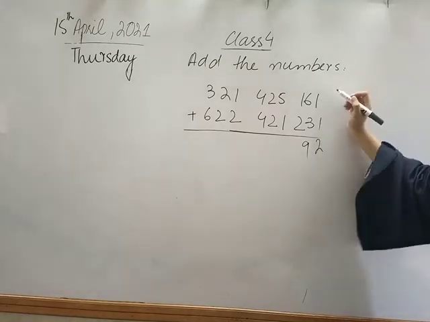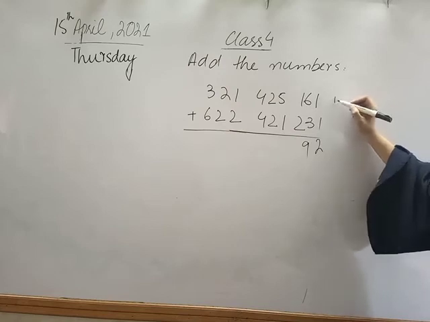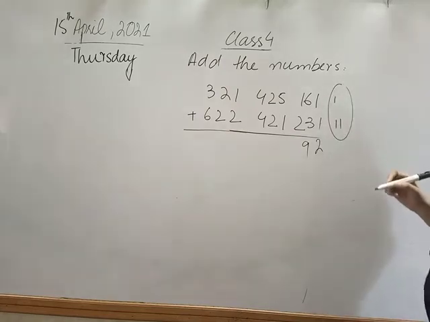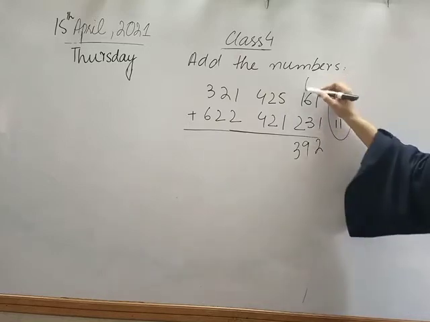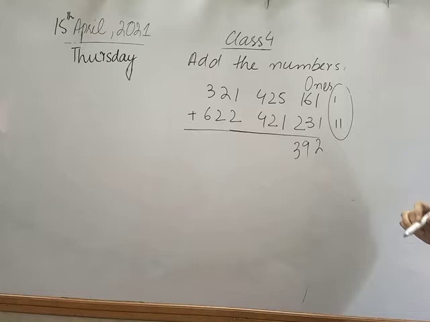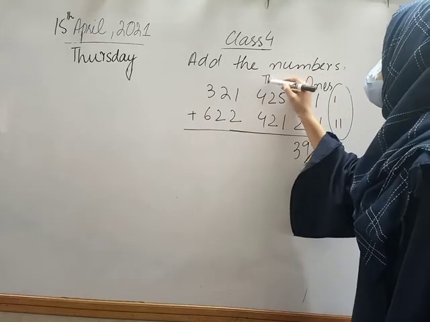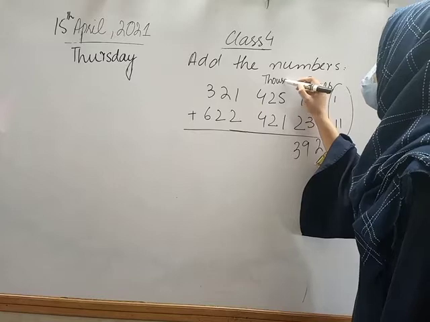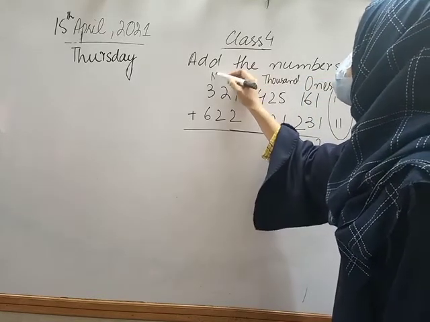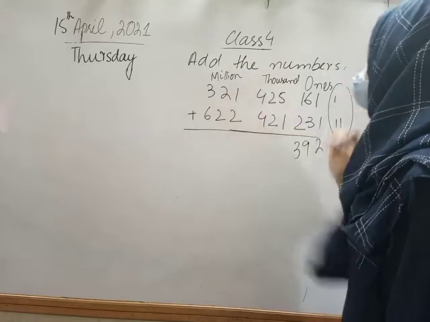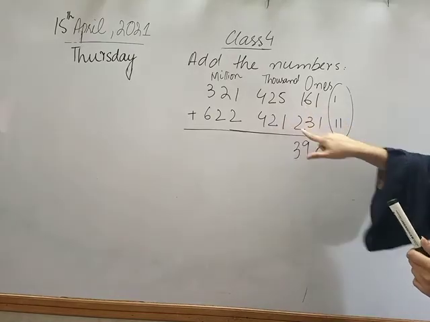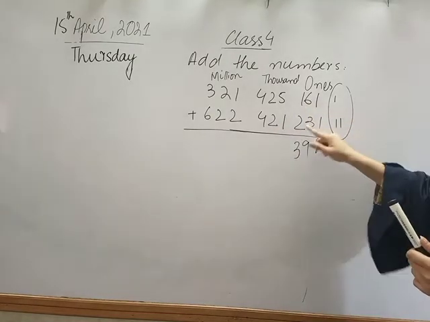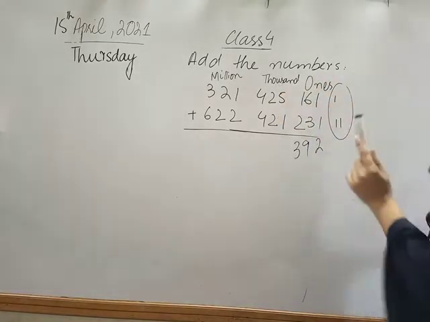Now the next value, which is 1 plus 2. So 1 for upper and 2 for lower. In total, class, I have 3. So this 392 belongs to ones. Next unit is 1000, and the next unit is million. Now class, if you look, there is a space between 421 and 231, so it belongs to the next unit, which is 1000.